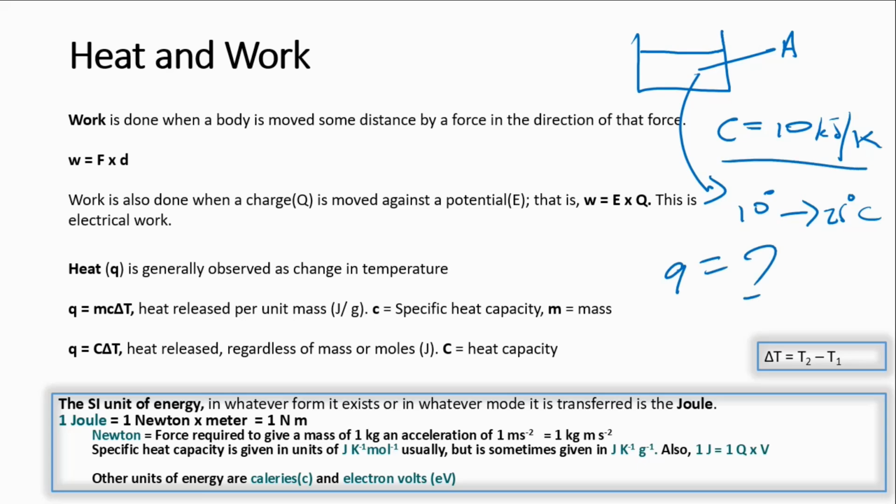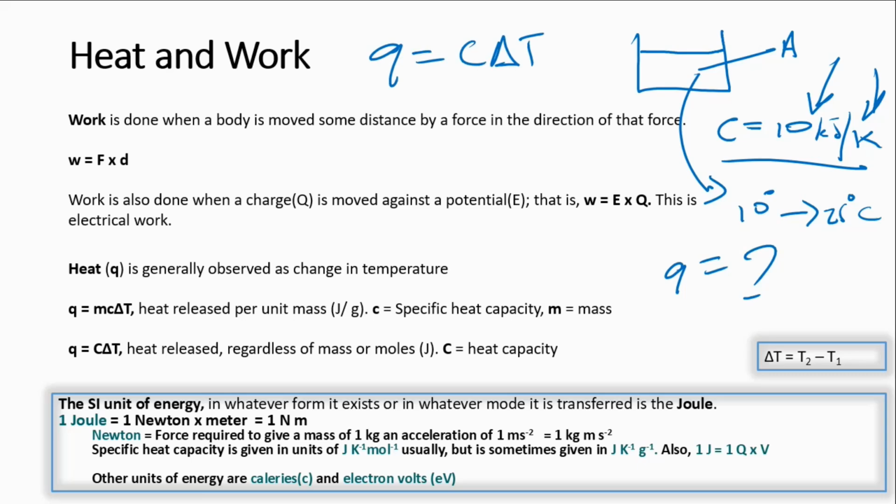Now we have the heat capacity. Look at the units for it. It's kilojoules per Kelvin. It is the amount of energy required to increase the temperature by 1 Kelvin. So it says 10 kilojoules are required to increase the temperature by 1 Kelvin. Now, the first thing I would do, I realize that I don't have a mass, so I don't know how much of liquid A there is. Then I say, okay, clearly, this is the formula. Q is equal to C delta T.